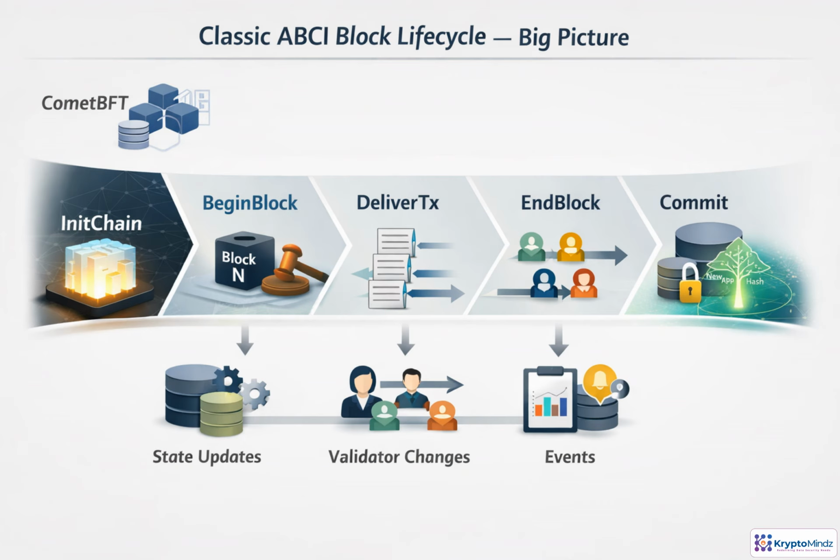In the classic block lifecycle, CometBFT chooses the block order, then calls the application through a fixed sequence. InitChain runs once at Genesis. For every block, BeginBlock opens execution. DeliverTx applies each transaction in order, and EndBlock computes final block-level changes. Commit persists the new state root and returns the app hash. That hash is carried forward by consensus, proving that every honest node reached the same deterministic result.